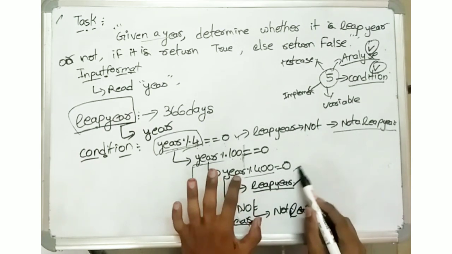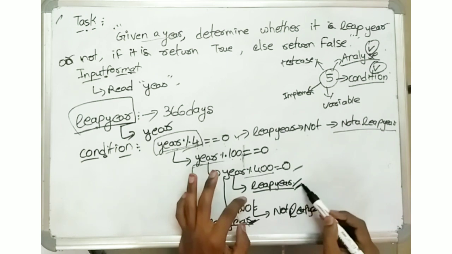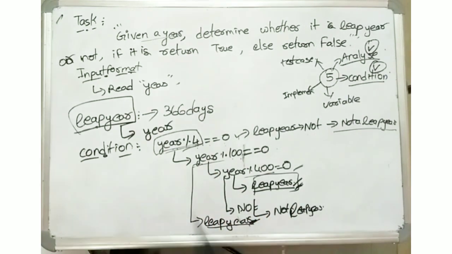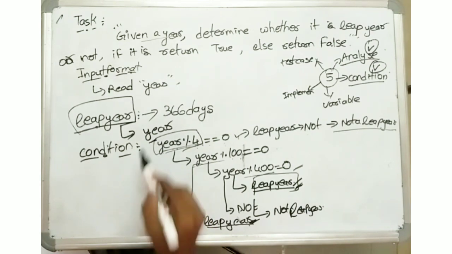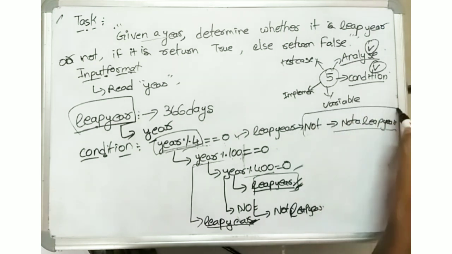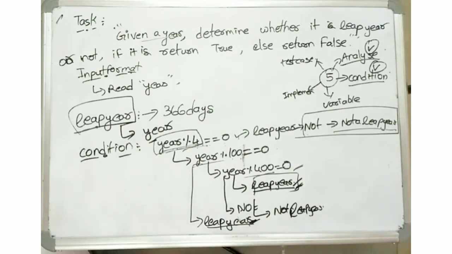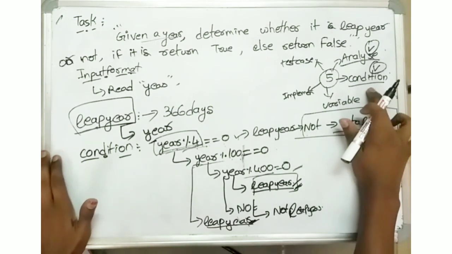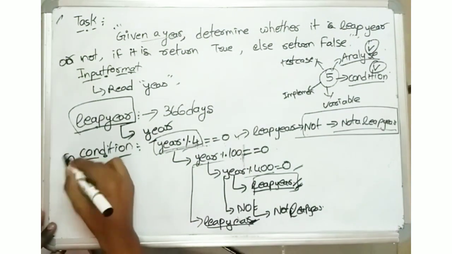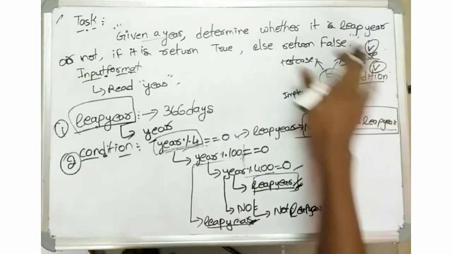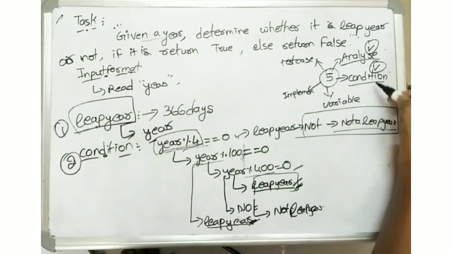If it is only divisible by 400, then we can say it's a leap year. If not, it is not a leap year. If the given year is not divisible by 4, then we simply say it is not a leap year. Understand? These are the conditions that we get in the second phase. We need to analyze the conditions. So completely we solve 2 phases.